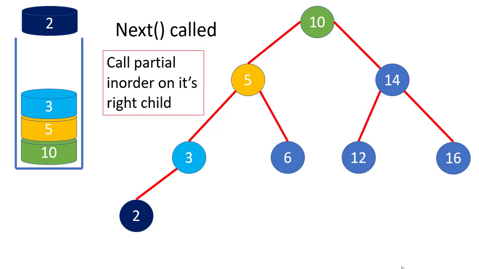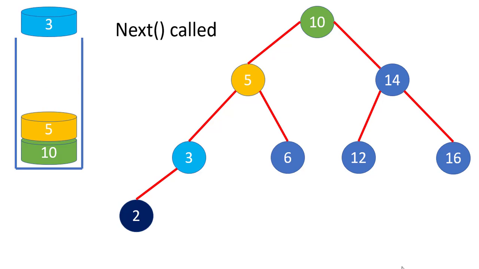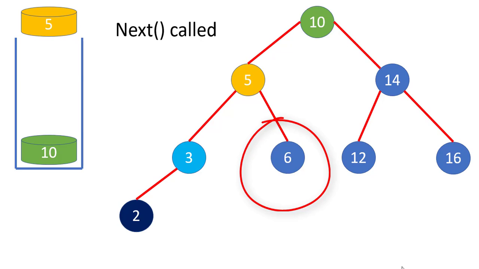Now it will be more clear when we reach the node 5. So again the next will be called and 3 will be popped out, and as no right child exists for it, it will be the same as 2. When the next function is called now and 5 is popped out, we need to call the partial in ordering on 6 again. When we call that, as there is only one value, 6 gets inserted into the stack. Now the next is called, so the 6 gets popped out, and when 6 gets popped out, we are done with the left side of the tree.